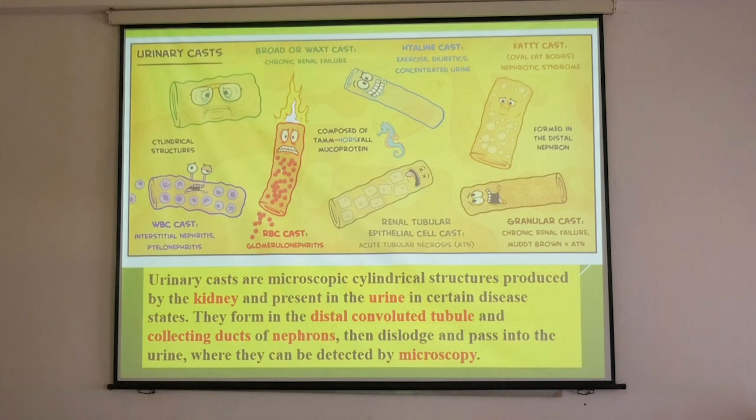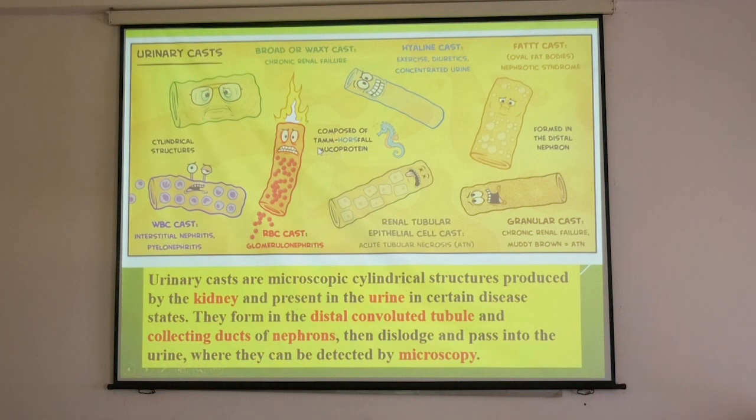So you don't have to know, but these are the casts. There can be some things called cast in the urine. If they are made up of RBCs, these are called RBC cast. There is a disease of kidney called glomerulonephritis. If they are made up of WBC, they are called WBC cast. These are also some diseases of kidney. It can also be formed of protein, called hyaline cast.